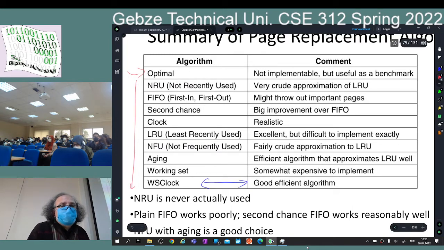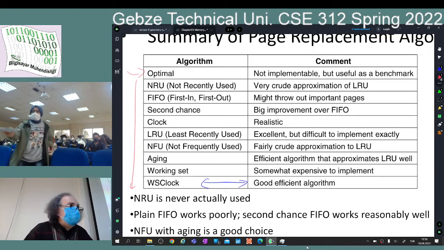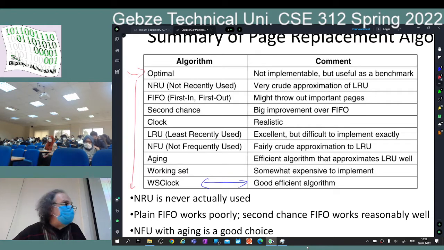How about not frequently used? It is not recently used, but not frequently used. Remember, we again use virtual clock time, and I am going to measure how many times a page has been used recently. But if you use this NFU directly, did everybody sign this?